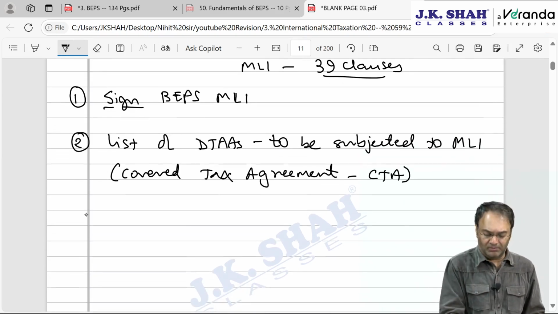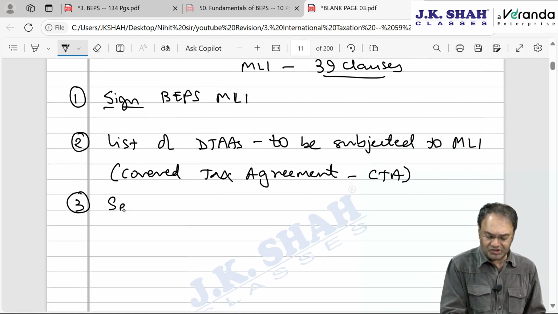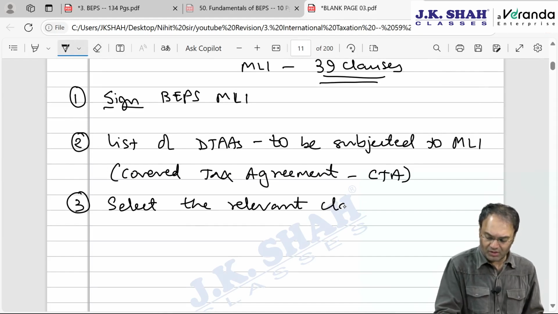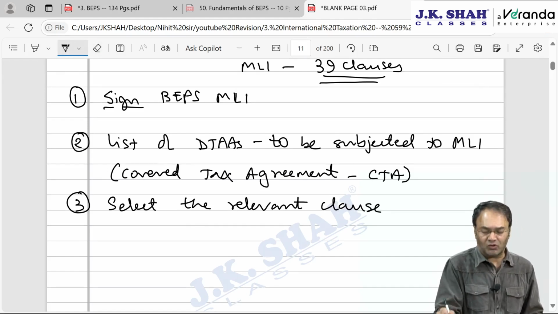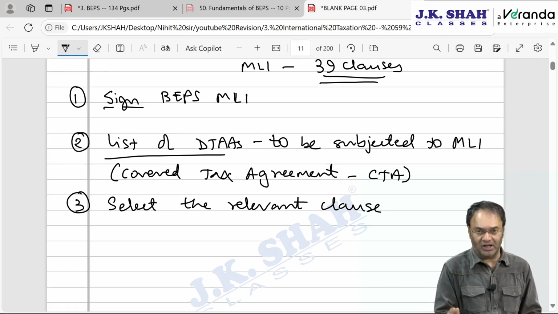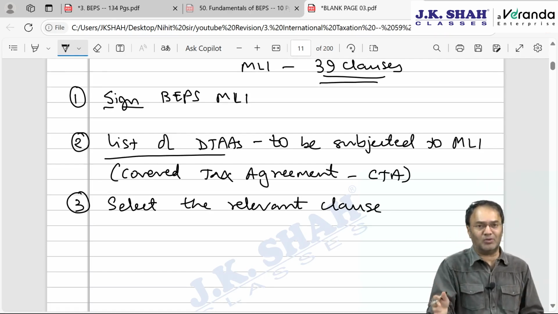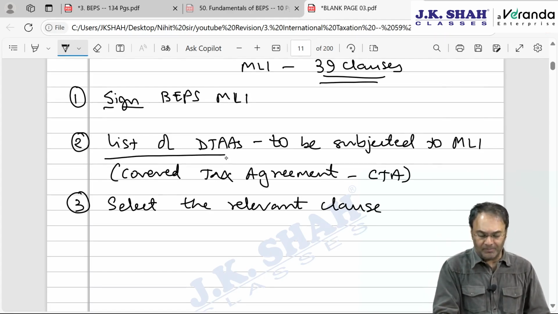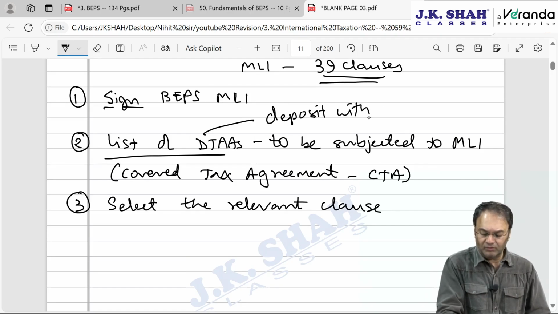This is also not enough. Plus, India will have to select the given clause. Out of 39 clauses, India will have to select the relevant clause, whichever clause India wants, to be made applicable to a given DTAA. It is not necessary that India has to select the same clause number for each and every DTAA. Out of 72 agreements which India forwarded to OECD, India will have to submit it to OECD. It is called depository, deposit with OECD, along with a deposit note.